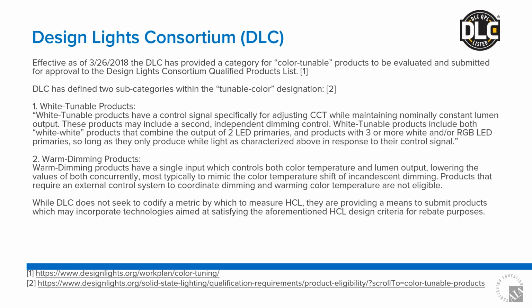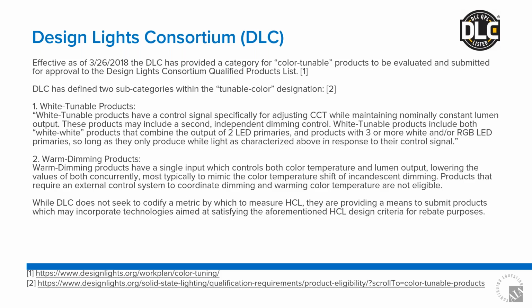These products may include a second independent dimming control. White tunable products include both white products that combine the output of 2 LED primaries, that's the 3000K or 5000K and anything in between, and products with 3 or more white and/or RGB LED primaries, that's your 5-channel, 3-channel scenario, so long as they produce white light as characterized above in response to their control signal. So the DLC has gone in and defined all of these so that manufacturers can comply with them and get listed on the QPL list.